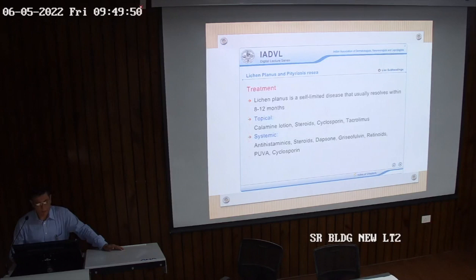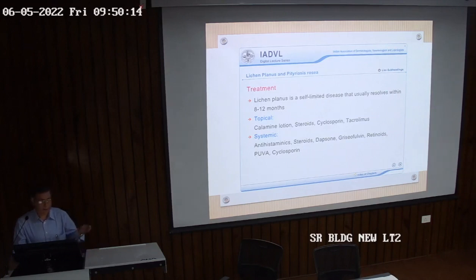So coming to the treatment part, lichen planus is a self-limiting disease that usually resolves within 8 to 12 months. Topically you'll give calamine lotion, steroids, cyclosporin, tacrolimus. Usually it's self-limiting, but the patient is concerned about the lesions. Itchy lesions are there, flat topped, and usually these lesions heal with hyperpigmentation. That is of more concern.